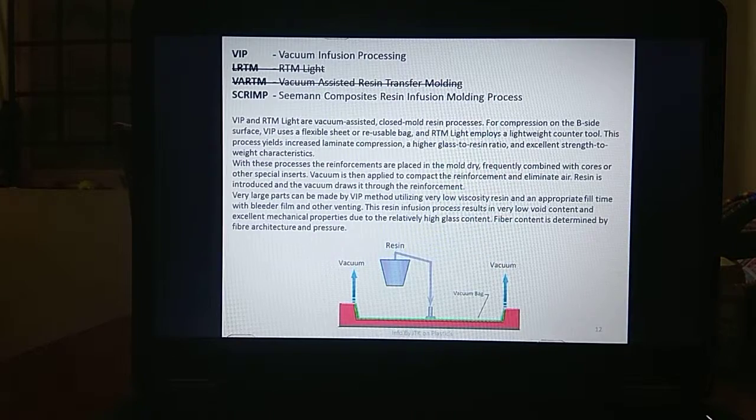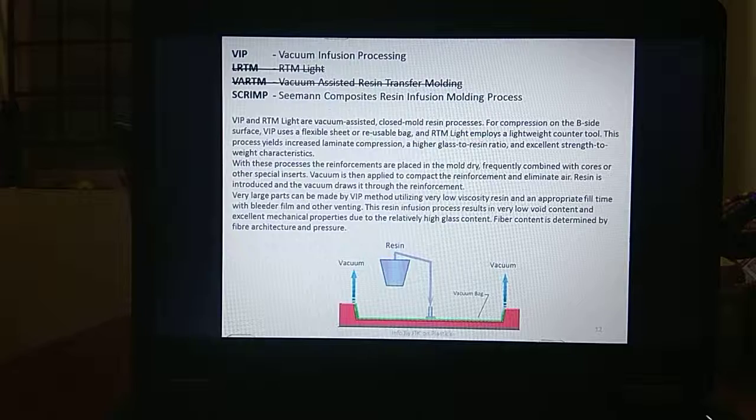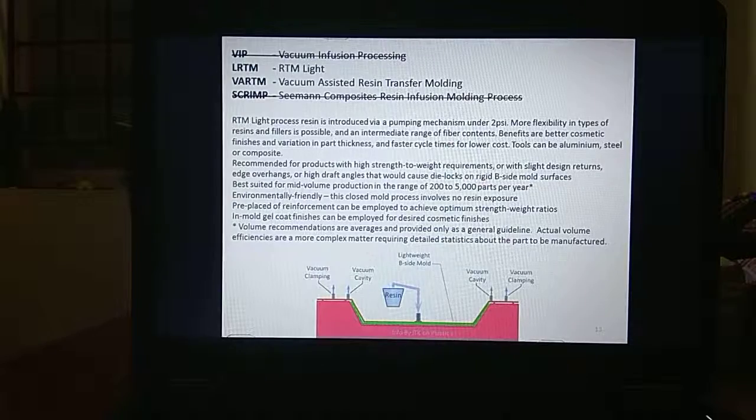In the figure, you see a representation of the vacuum infusion process. The one you see in red or pink is the mold, and you have an air vent or vacuum vent on the side of the process, and in the center we have a resin pouring port and the vacuum bag. So let us look at RTM Light.